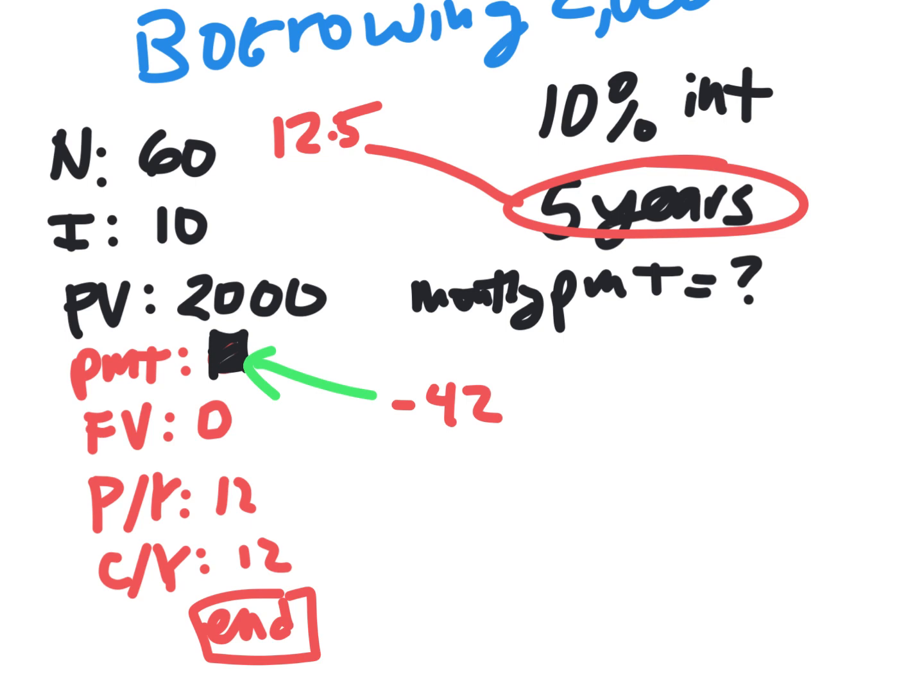So if you wanted to lend money to your brother, you could set it up using this calculator. Be like, yeah, I'll give you $2,000, but you got to give me $42 a month for the next 5 years. And that way you'll make 10% interest on them.